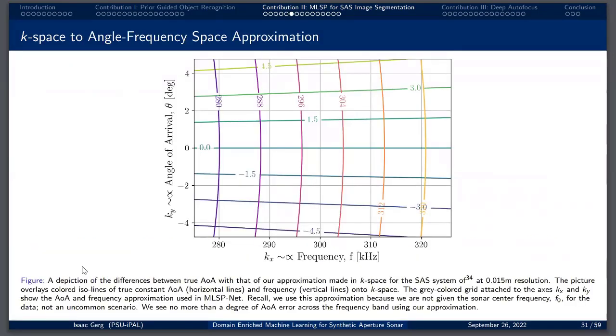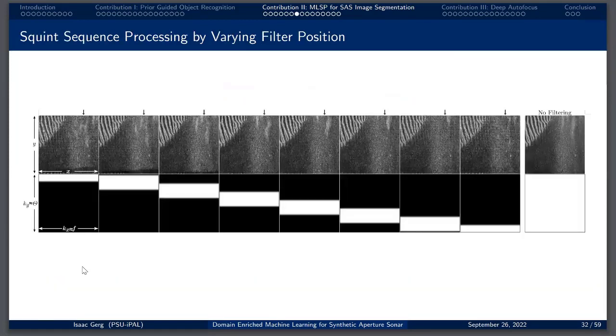And what does that look like? What I show here is that the colored isolines are showing the true frequency in this direction. And then in this direction, I'm showing what the slices of constant angle of arrival are. And then I'm overlaying on top of that just a fixed rectangular Cartesian grid of what they are if I don't use the approximation. And what we see is that for the approximation for the angular error, I'm off by no more than a degree, and that's suitable for the processing that we're about to do.